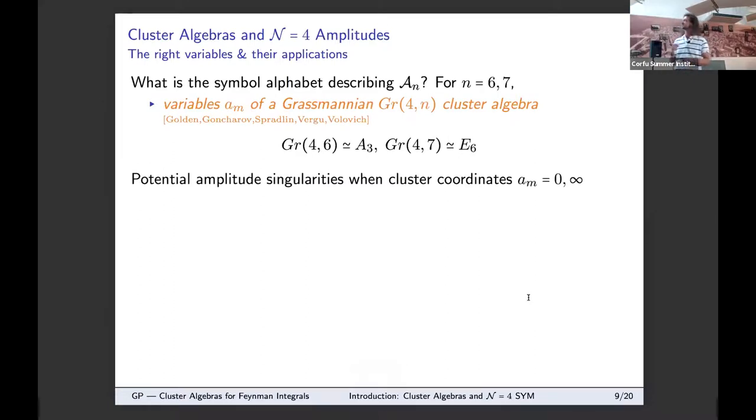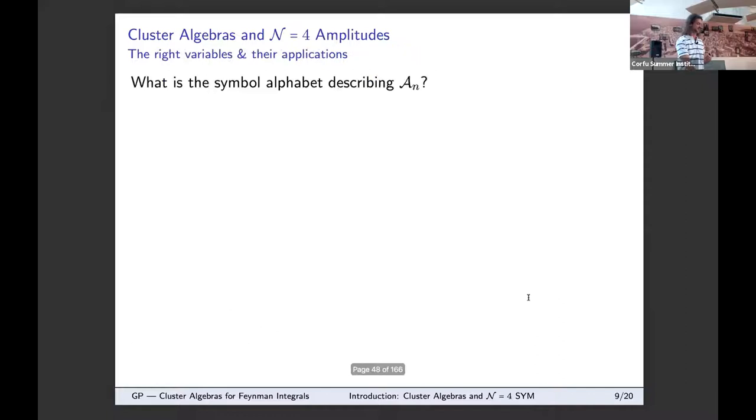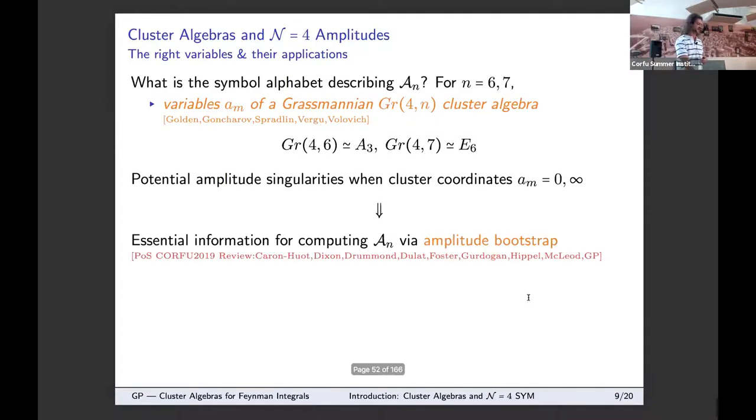But physically, it's easy to see from the previous definition, from this D-log, that when the phis go to zero or infinity, these tell you potential singularities of your amplitude. So this is what their physical significance is. And just to showcase their importance, I will not mention the long list of papers I had in the second paper, but there is a very nice, I believe, review of this field based on a talk I had given here 2 years ago. You can actually use this information, it's a crucial ingredient for computing the actual amplitudes via the amplitude bootstrap method.